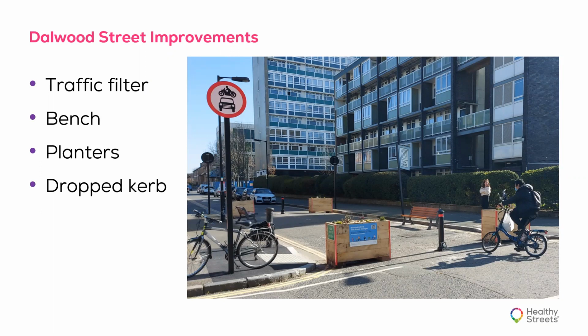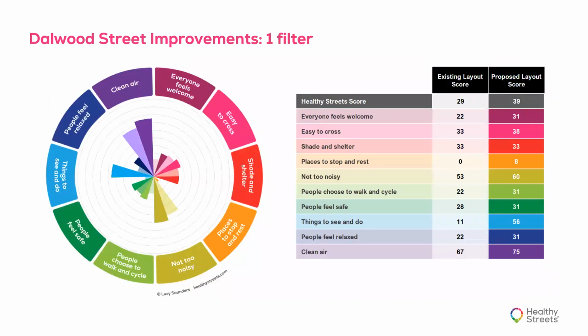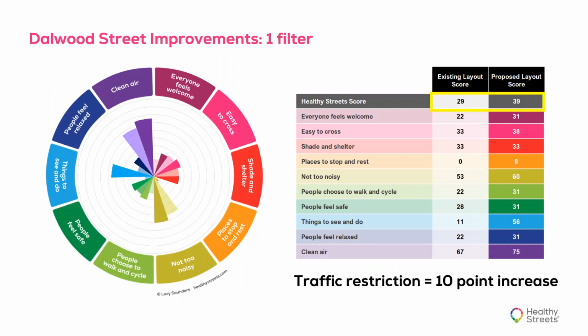So this change to the street was put through the Healthy Streets design check, and the results showed that the score for this street increased from 29 to 39. This was a 10-point increase in the Healthy Streets check score, which given the budget was really an impressive uplift in the Healthy Streets check score. On another street with a different traffic mix and a higher traffic volume, it would have had an even greater impact on the score.